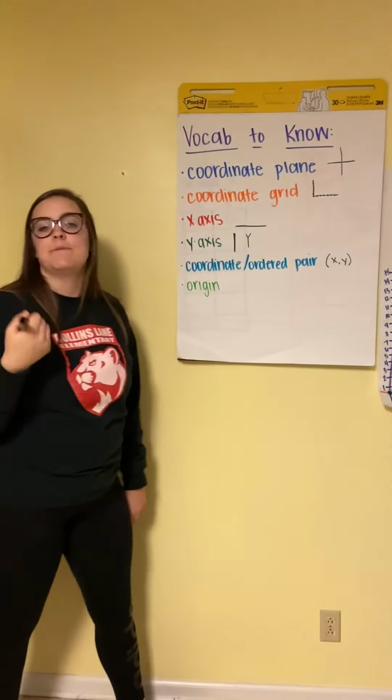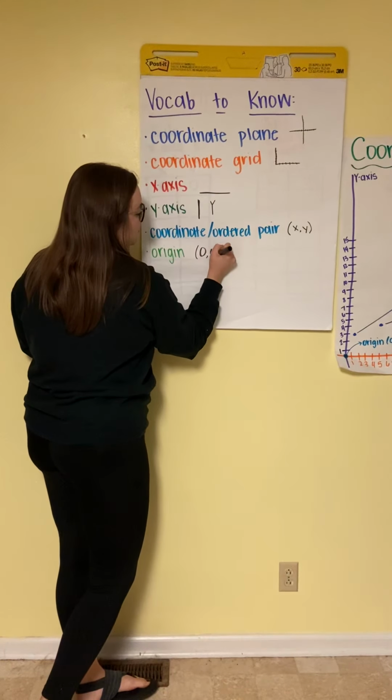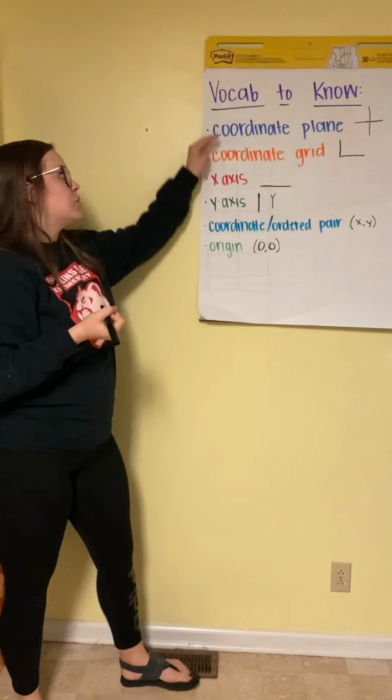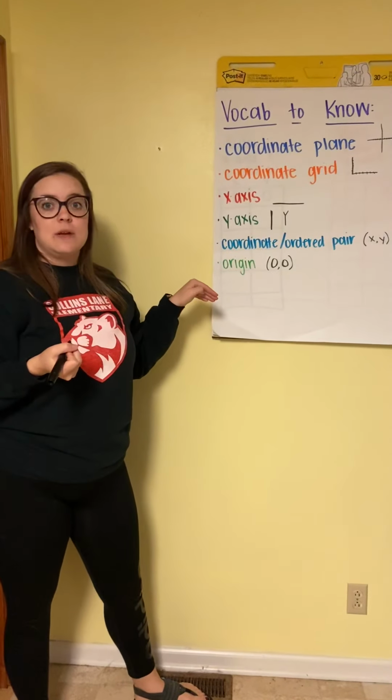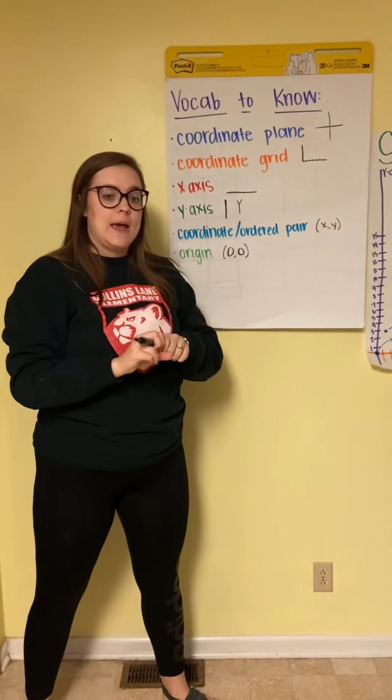And then your origin, if you remember, is that point 0, comma, 0. So right at the corner of that coordinate grid. It's right in the middle of a coordinate plane. Right in the corner of a coordinate grid. And so it's that point 0, comma, 0. Okay? So those are the vocabulary words that you need to know in order to be successful in using a coordinate grid.